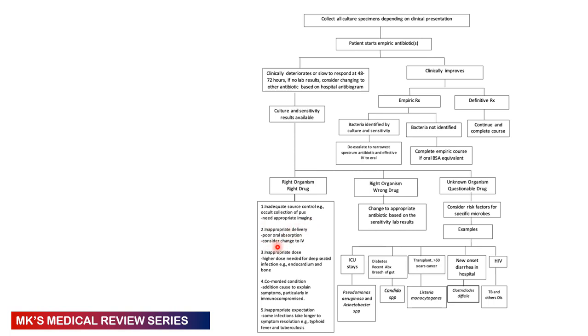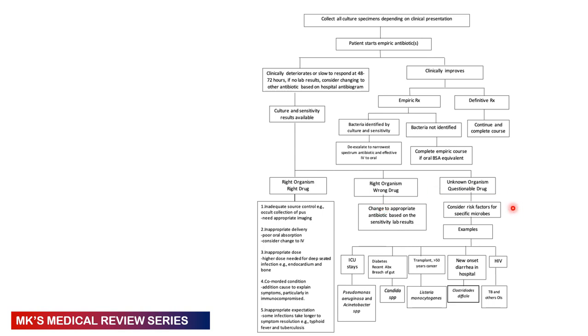Then if there's inappropriate delivery, for example, poor absorption from the mouth, then you have to switch them to IV. If there's inappropriate dosage, you have to give them a much higher dose, especially for deep-seated infections like in the endocardium as well as in the bone. Then, of course, they may have other comorbidities that can actually explain the symptoms, for example, immunosuppression, or there is inappropriate expectation, because some infections actually take much longer to respond to antibiotics than others. Then, of course, if you've given the wrong drug for the right organism, you have to change to the appropriate antibiotic based on the culture results, and then the patient will respond.